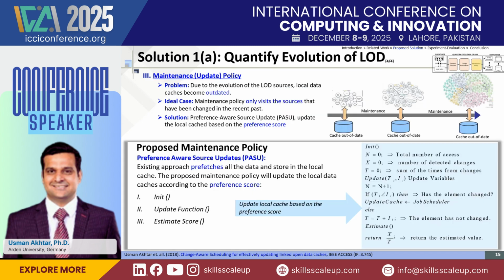The second algorithm which we have proposed is the preference aware source update algorithm. The main idea is that the maintenance policy should only visit the sources that have changed in the recent past. It should not be that you maintain all the copies. You just need to define a preference, like whether you should copy the most recent changes or not.